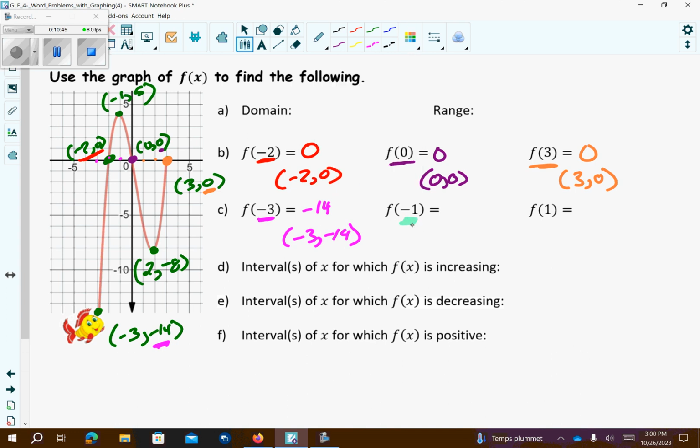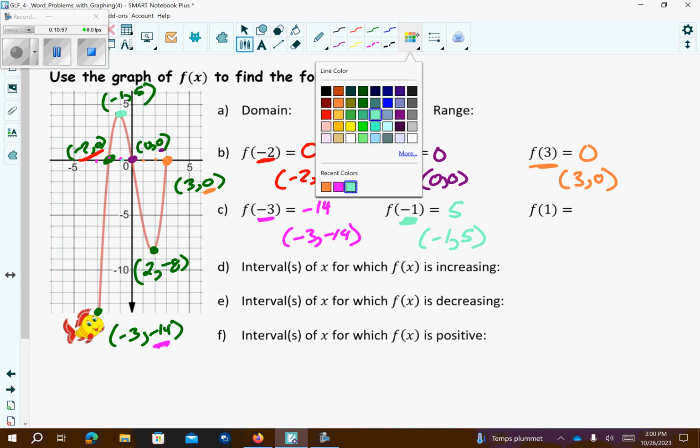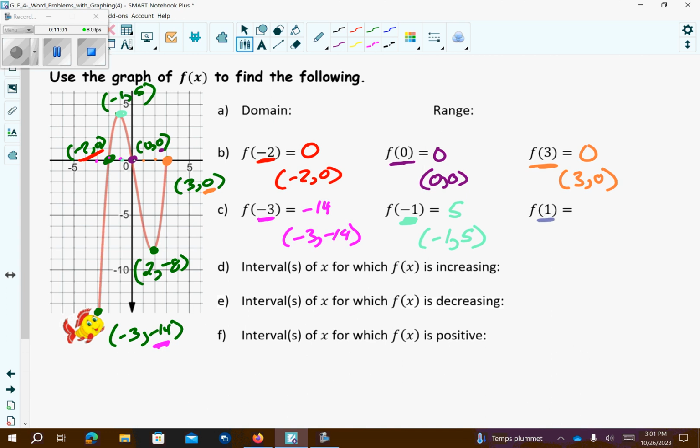What about this one? -1. If I go back -1, that goes right up to here. So that's going to give me 5. So this would have been the point -1, comma 5. And let's do that one. If I go over 1, oh, this one's a little tougher to see. It looks like it's taking place right there. So that looks like it's down -1, -2, -3, -4, -5, -6. So that's -6. So that gives me this as my point.